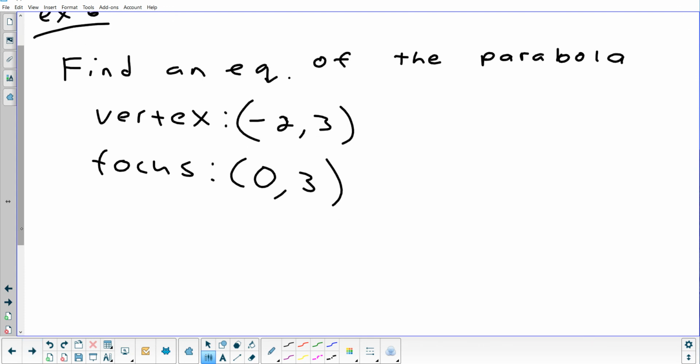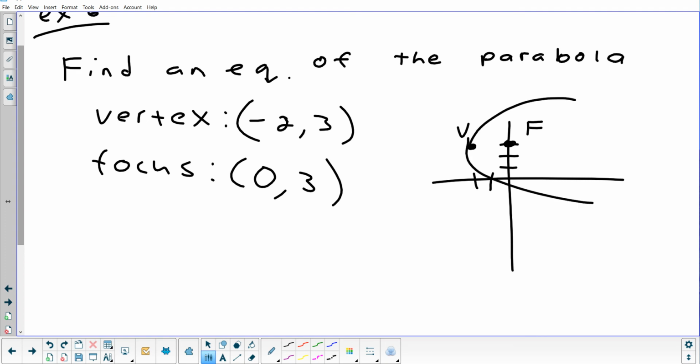So we've got the vertex, we've got the focus. What I like to do, make a little sketch. Doesn't have to be perfect because they're not actually asking you to sketch. I just want to figure out which way it opens. My vertex is left 2, up 3. There's my vertex. My focus is up 3. Which way does this parabola have to open? Right. It has to open right.